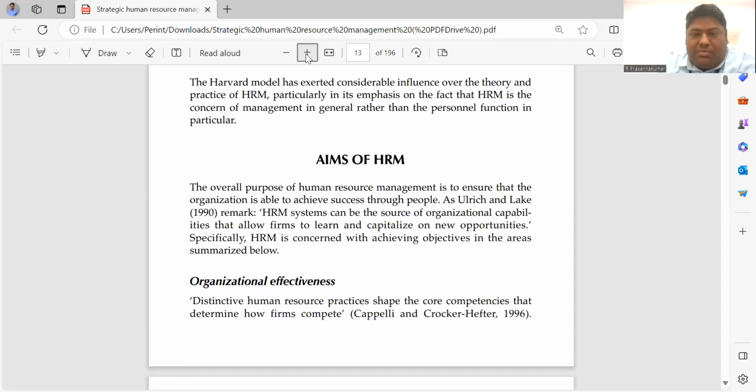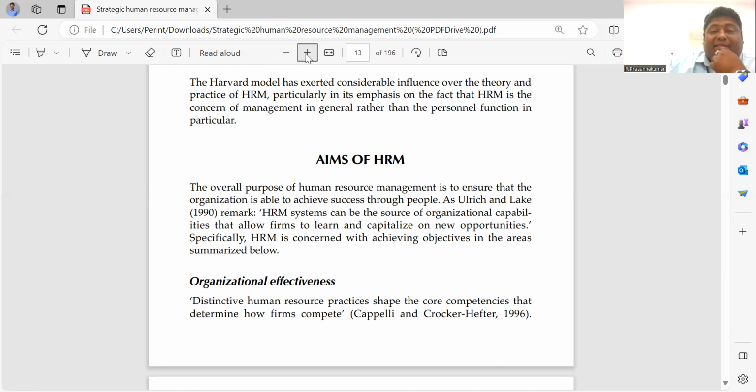Next, we see the aims of HRM. What is the aim of human resource management? The overall purpose of human resource management is to ensure that the organization is able to achieve success through people. We all know that an organization cannot run on its own. We have people who are involved in it, and these are the people who make the organization flourish. In the same way, an HRM system gives a firm a source to capitalize significantly on new opportunities.